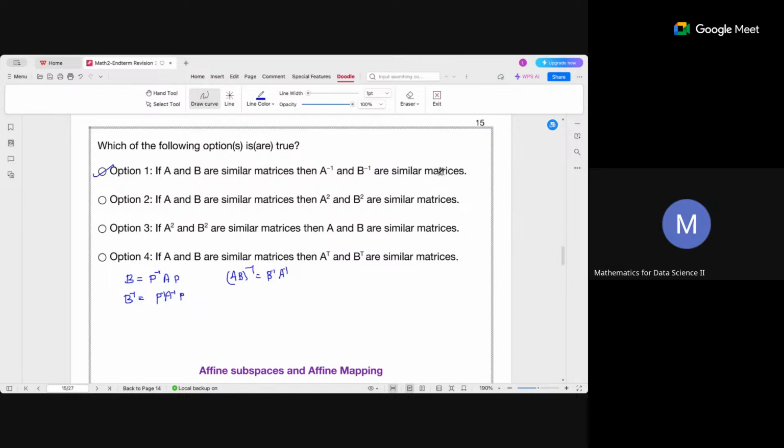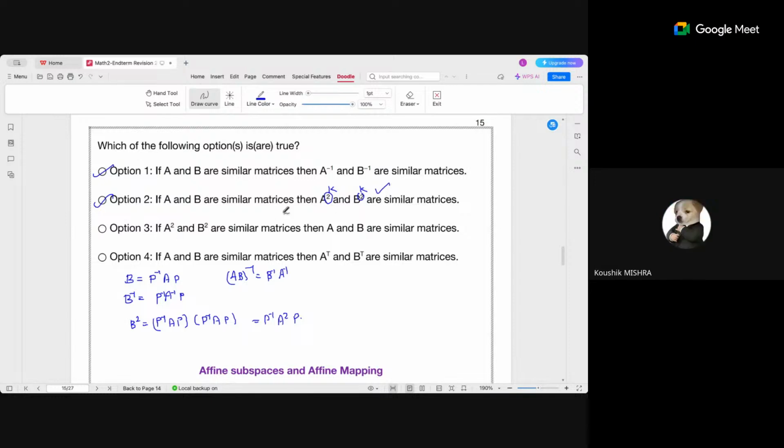Okay, if A and B are similar matrices, then A square and B square are similar matrices. Again the same technique: B square is equal to P inverse AP into P inverse AP. When you simplify, you will get P inverse A square P. So this statement is also correct. In fact, instead of 2, if you have any k, then by using the principle of mathematical induction, you can do that. Okay, fine.